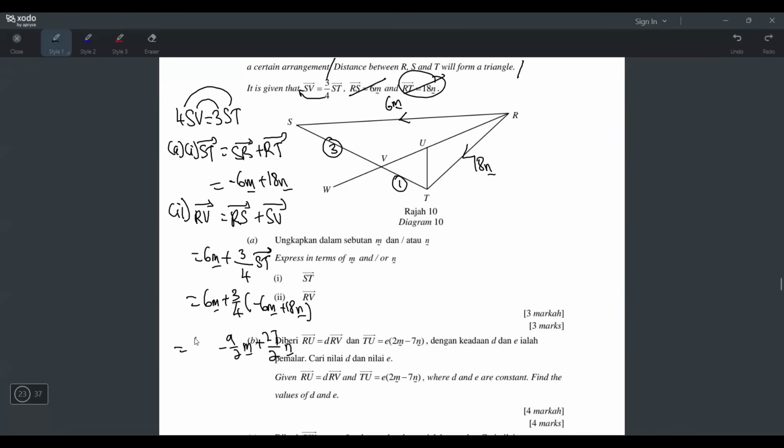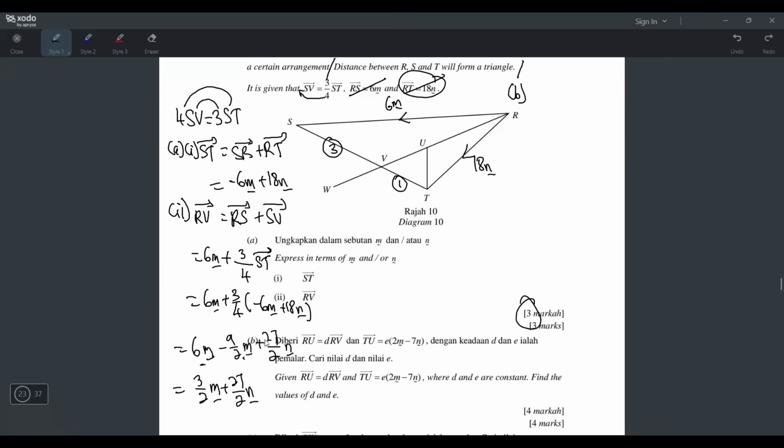And then don't forget there's 6m here. Okay, m dengan m boleh buat. So what is 6m minus 9 over 2m? Okay, 6 times 2, 12. 12 minus 9, 3 over 2m. And then don't forget to plus 27 over 2n. And that's the answer lah. So your answer is 3 over 2m plus 27 over 2n. Okay, sudah siap part A. 3 marks. No problem. Now we can do B.